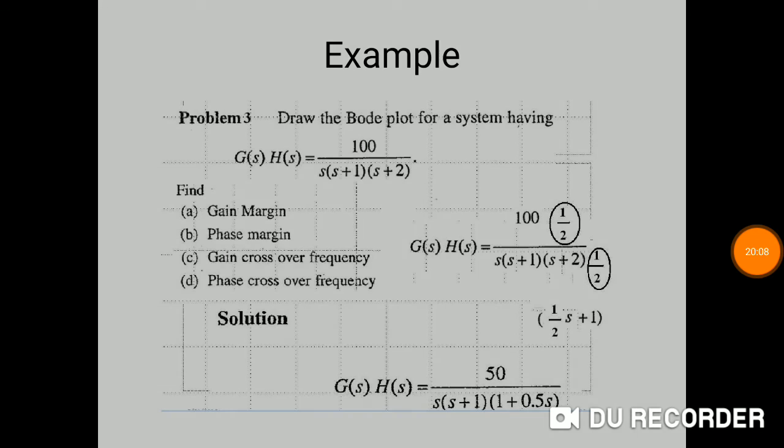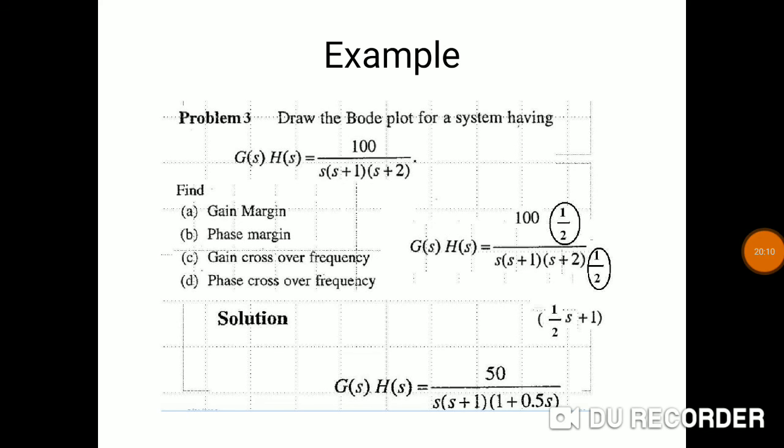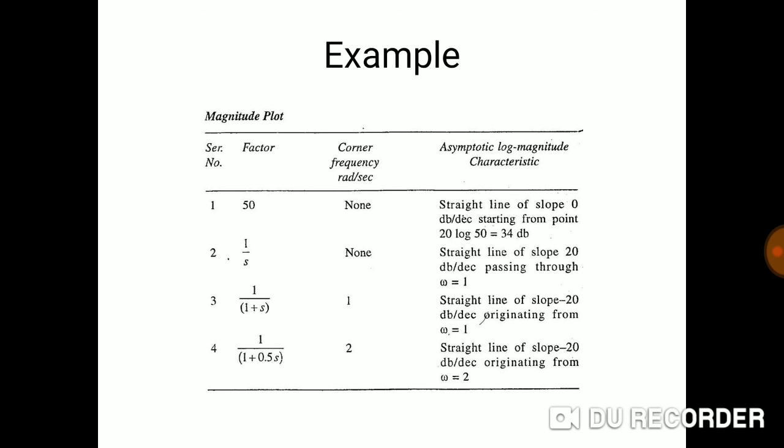Then G(s) H(s) is equal to 100 into bracket. Here what we have done is we have taken 2 outside for the arrangement of the equation. So 1 upon 2 multiplied by the numerator. Therefore here G(s) H(s) is equal to 50 divided by s into (1 plus s) into (1 plus 0.5 s). Then we've listed the factors.